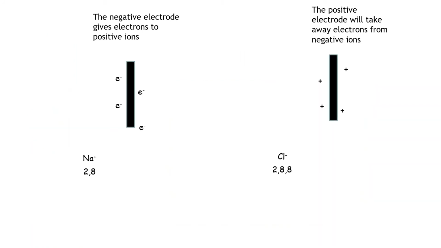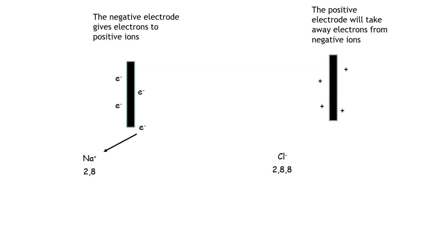So here's a summary of how electrolysis works. I'm going to use sodium chloride as an example. The thing to note is the negative electrode is negative because it's a source of electrons, and it will give electrons to positive ions such as, say, sodium ions, which we have here. So say we have sodium ions in the solution.